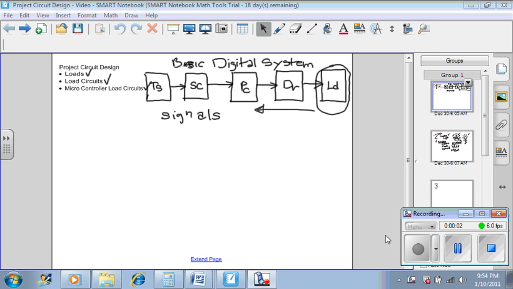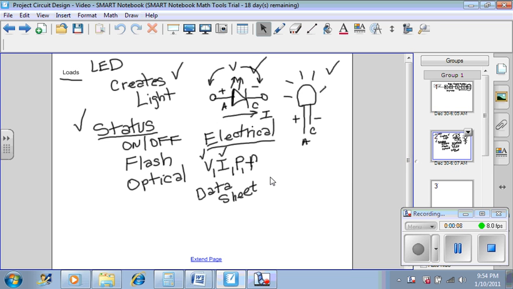Hello, I've returned. We just completed the discussion on loads, and we talked about the LED as an example of a load. First, we said you need to have an idea of what the component looks like and its connections. Also, you have to have an idea of what the circuit drawing would be in an electrical schematic and its connections, and how it relates to the physical device.